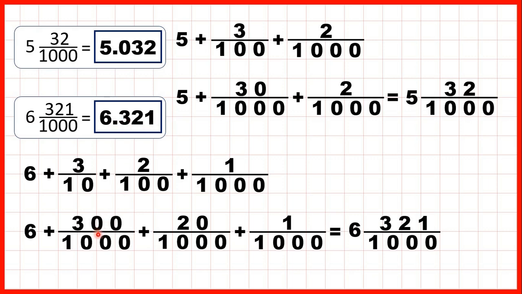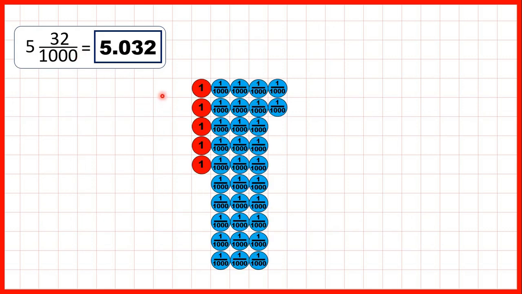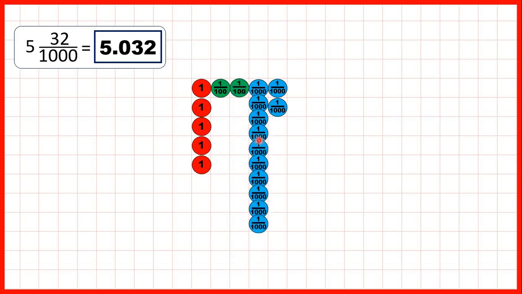It's because 300 thousandths is the same as 3 tenths, 20 thousandths is the same as 2 hundredths, and then putting that together with the 1 thousandth gives us 6.321. Let's just have one more look at this question, 5 and 32 thousandths. That's 5.032, because remember, 10 thousandths can be exchanged for 1 hundredth, and when we do that with 30 of our thousandths, we have 5 ones still, but now we have 3 hundredths and 2 thousandths, so 5.032.